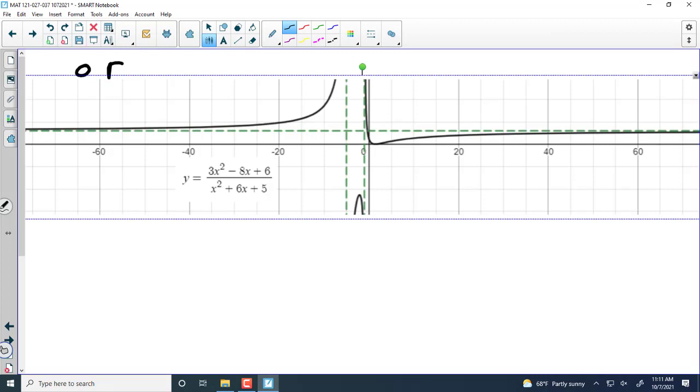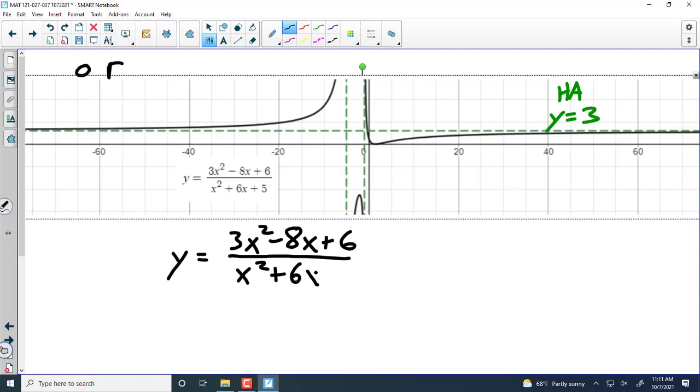This one's got its horizontal asymptote somewhere else. It's got it at y equals 3. The function looks like this. But as x approaches infinity, or x approaches negative infinity, the only thing that matters is the x squared on top and the x squared on the bottom. They're winning. They don't care about the minus 8x or the plus 6 or the plus 5 because they get to square their numbers. And as you get really, really big, squaring just dominates the whole thing.